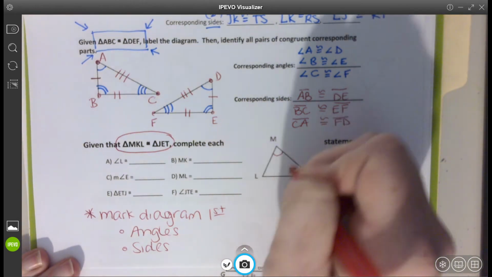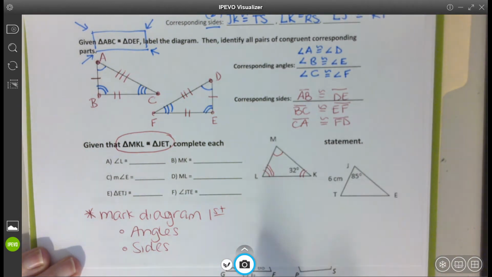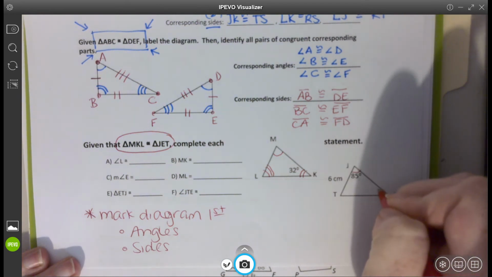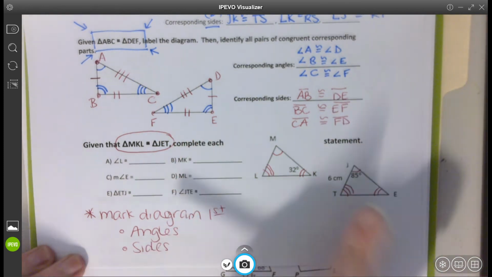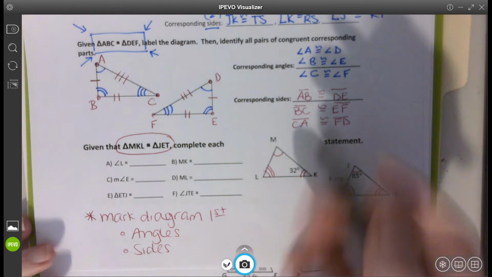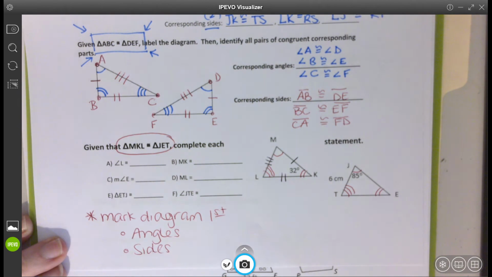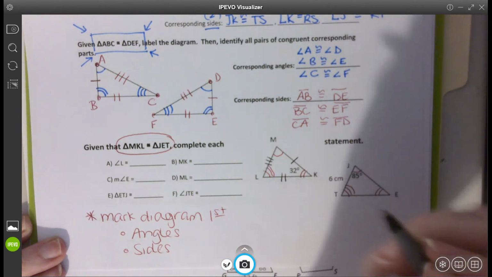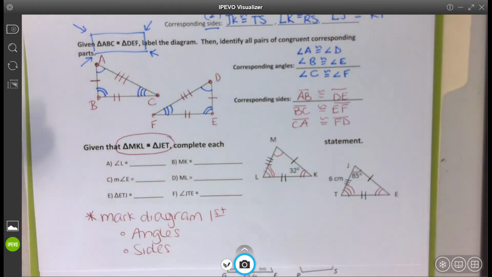Curve markings first. So M gets one, K gets two, and L gets three. Do the same thing again. So J gets one, E gets two, and T gets three. Again, it's more about the statement than what the picture looks like because the letters can be in a different order. So pay attention to that statement. Now I'm going to go back and add my tick marks. So MK is getting one, KL is getting two, making the last one getting three. In the next diagram, JE is getting one, ET is getting two, and the last one's getting three. So now we're going to use that diagram to help us answer those 6 questions.